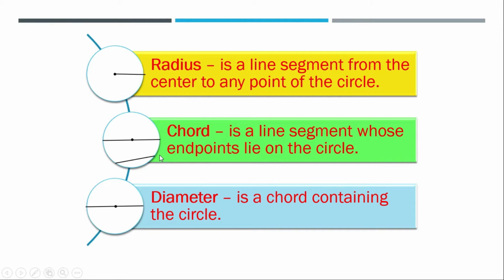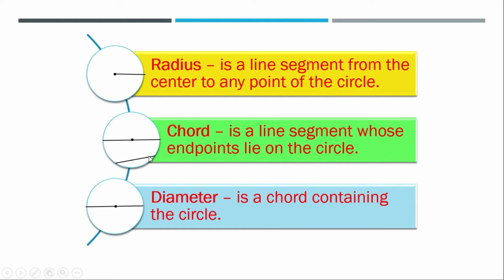Next is the diameter. It is a chord containing the center of the circle. So it is the longest chord that passes through the center of the circle. You can see here that it passes right through the center of our circle. So always remember that a diameter is always a chord. But a chord is not always a diameter. You can see in our figure that it can be a diameter, but not always, because our chord can also be like this.